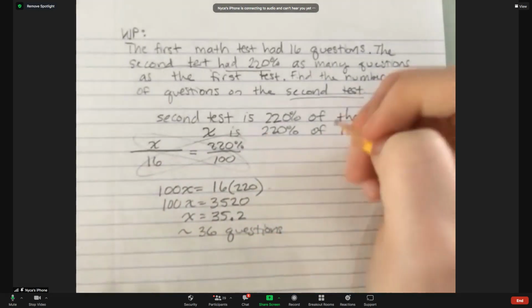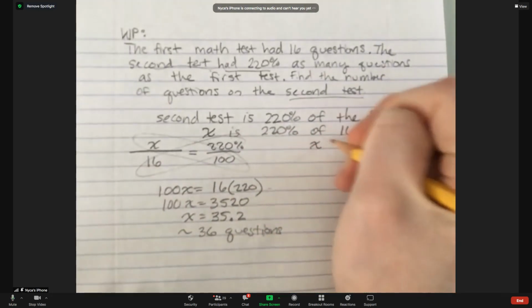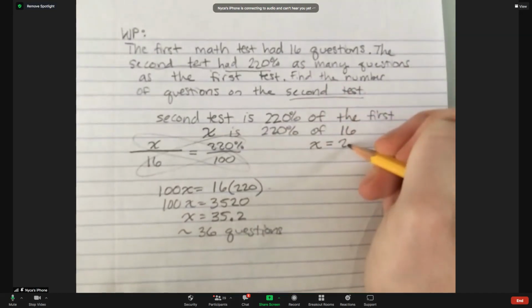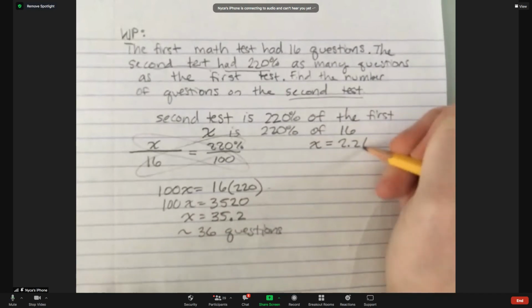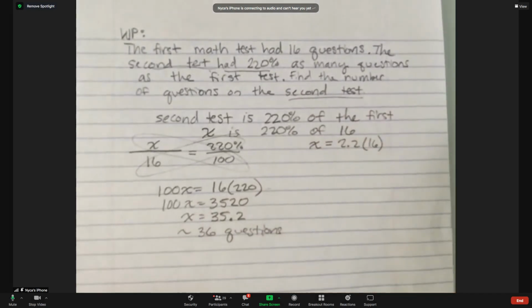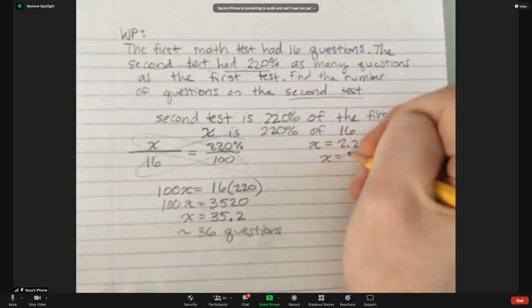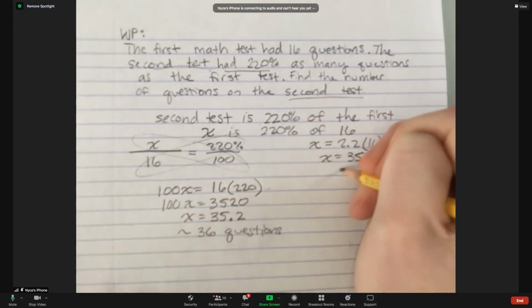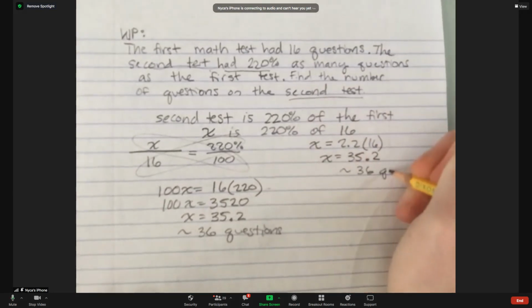If you were to do the other method, x equals, you have to convert that to a decimal, so that would be 2.2 times your 16. Again, you'll get the same answer. You can't have the partial questions, so that means you'll have about 36 questions.